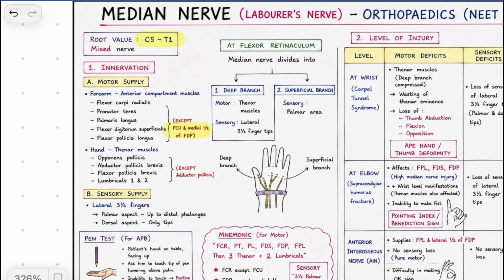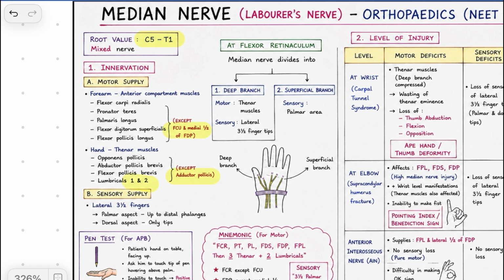And in the hand, it is supplying thenar muscles. And what are those thenar muscles? Opponens pollicis, abductor pollicis brevis, and flexor pollicis brevis. Here also you have to remember one exception, that is, except adductor pollicis, it is supplying all the thenar muscles along with lumbricals 1 and 2. So this is its motor supply in brief.